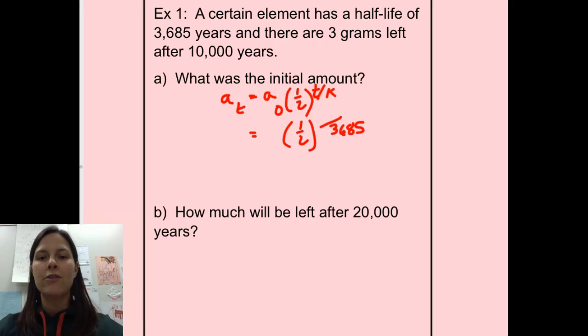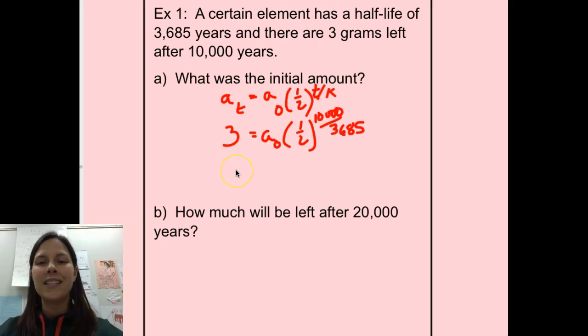There are 3 grams left. That is the amount after time, after 10,000 years. 10,000 is our T. And the question is, what was the initial amount? So we're solving for A sub 0. In this case, all we need to do is divide both sides by 1/2 to the 10,000 over 3,685 power. You can let your calculator do all of this work for you.